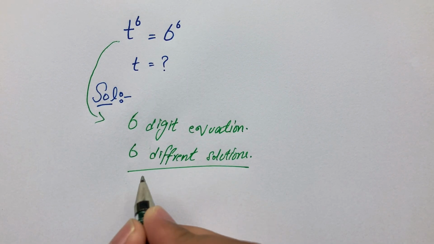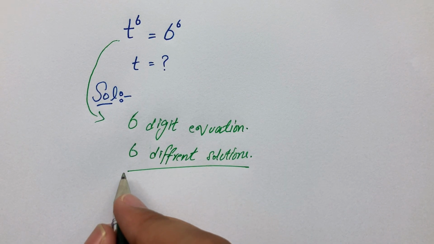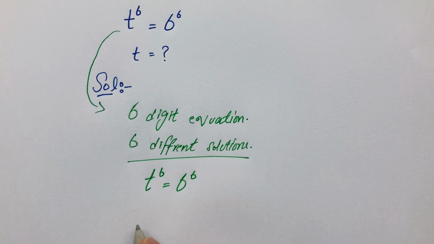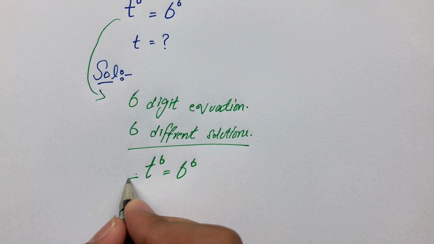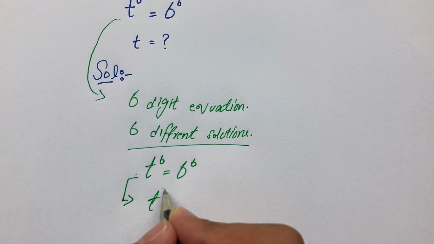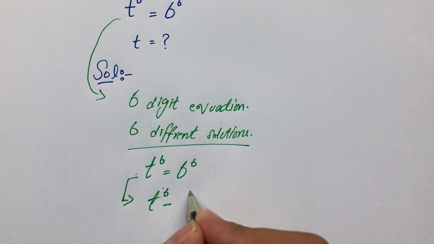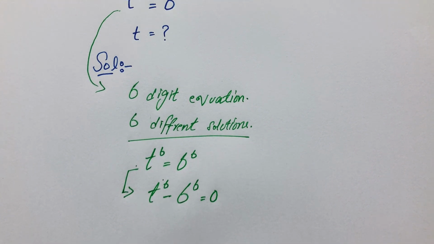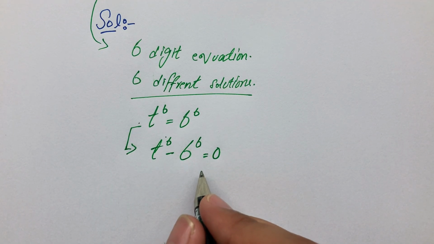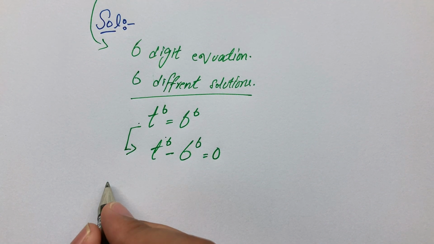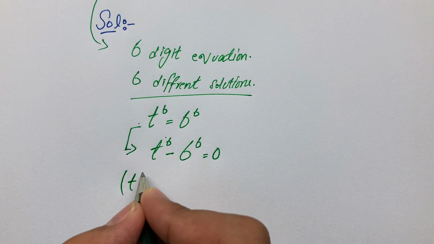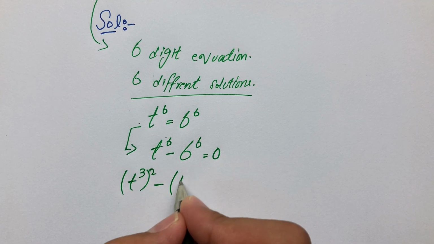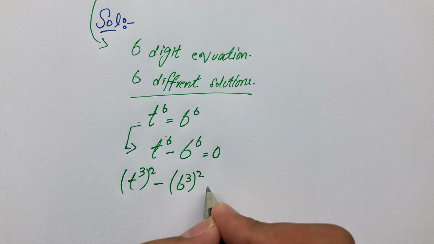Now, t to the power 6 is equal to 6 to the power 6. This will be t to the power 6 minus 6 to the power 6 is equal to 0. Now this will be t to the power 3 into 2 minus 6 to the power 3 into 2 is equal to 0.